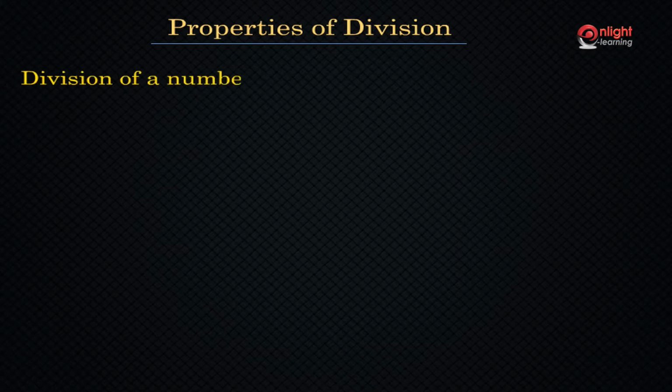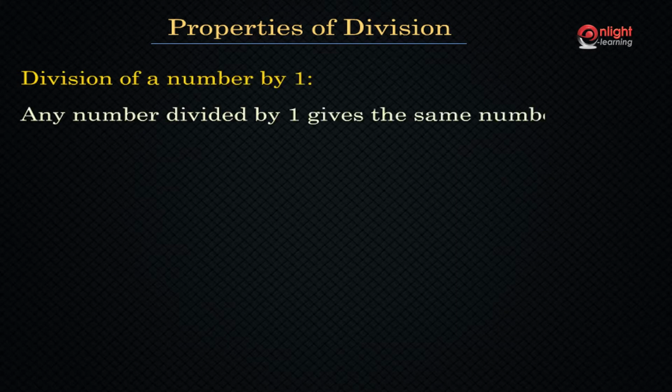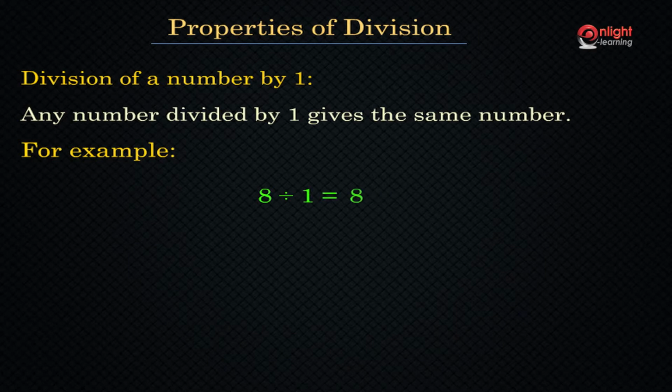Division of a number by 1. Any number divided by 1 gives the same number. For example, 8 ÷ 1 = 8. 20 ÷ 1 = 20. 150 ÷ 1 = 150.